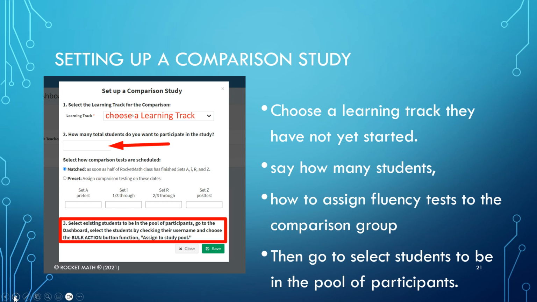They will be assigned on their next login, so their control teacher will need to tell them to log in and do the race once they are assigned. Alternatively, you could choose to preset the dates of testing the control students. Fourth is to select the students who will be in the pool of participants.